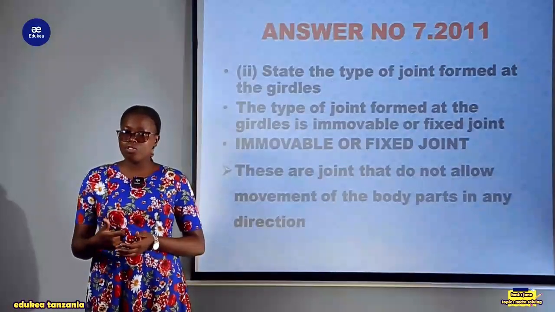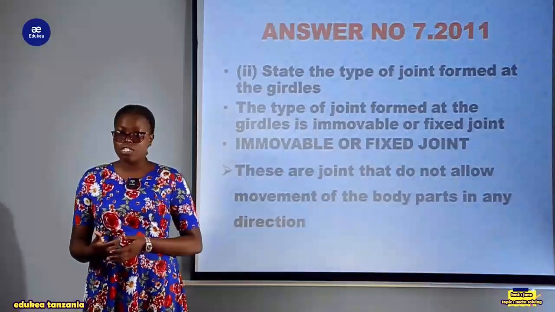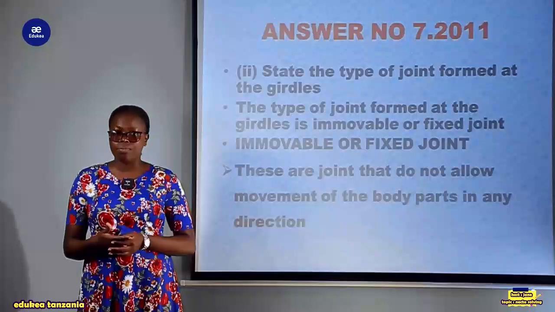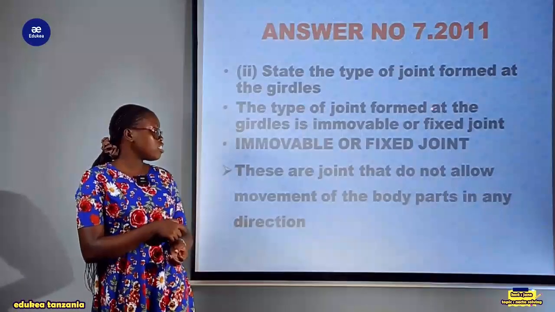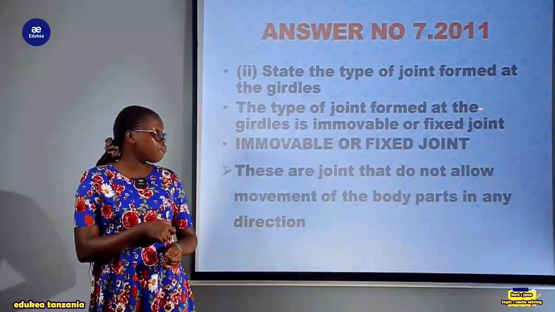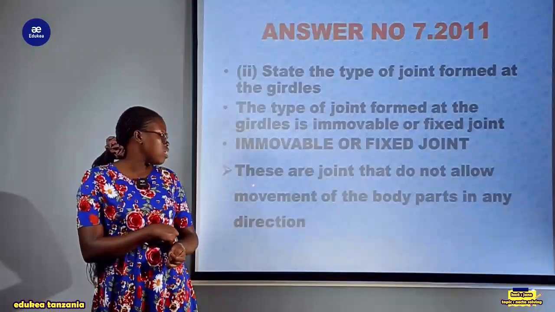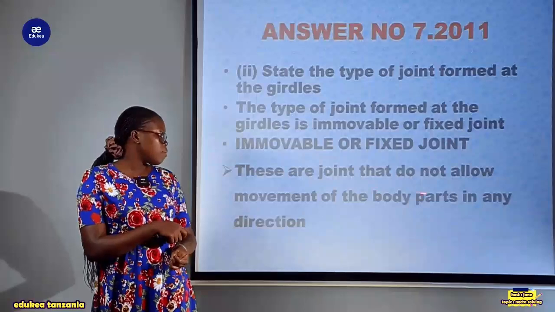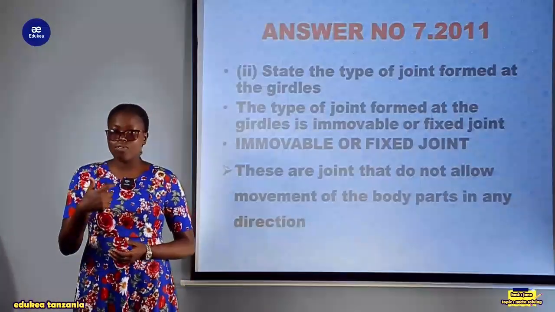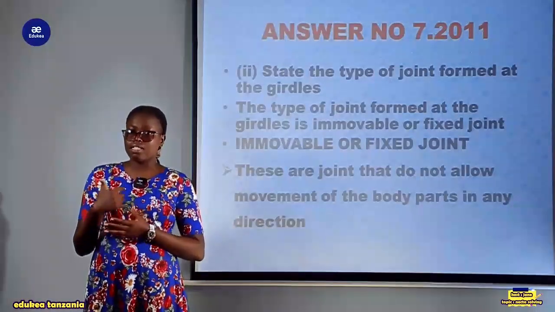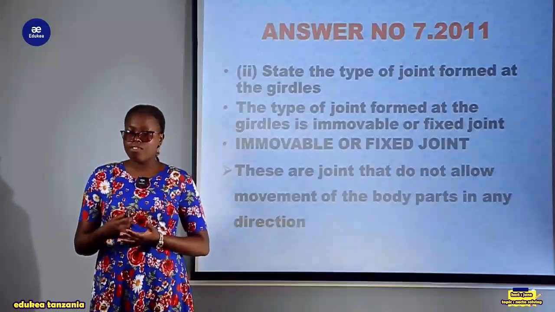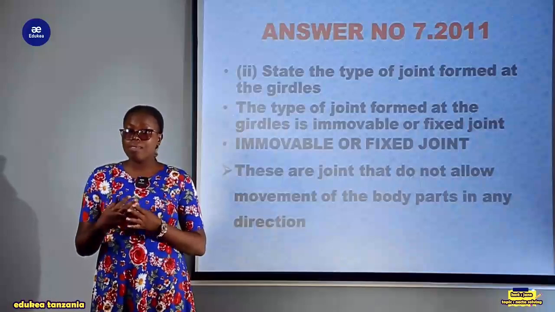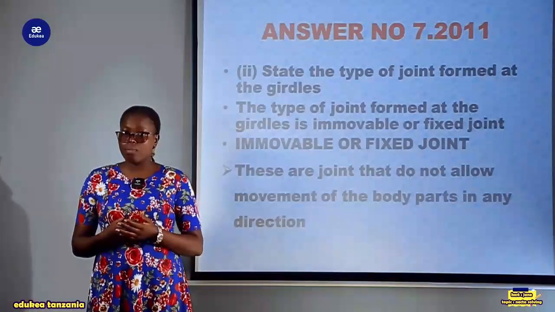Another is state the type of the joint formed at the girdles. The type of the joint which is formed at the girdles ni immovable joint, ambayo ni joint ambayo does not allow the movement into either direction. So the type of the joint formed at the girdle is immovable fixed joint. Ambapo tunapozungumzia immovable joint, these are the joint that do not allow movement of the body part in any direction. So this is one of the kind of the joint is found katika these girdles. So kwa mtu ambaye jibu hivi swali alipata all marks.